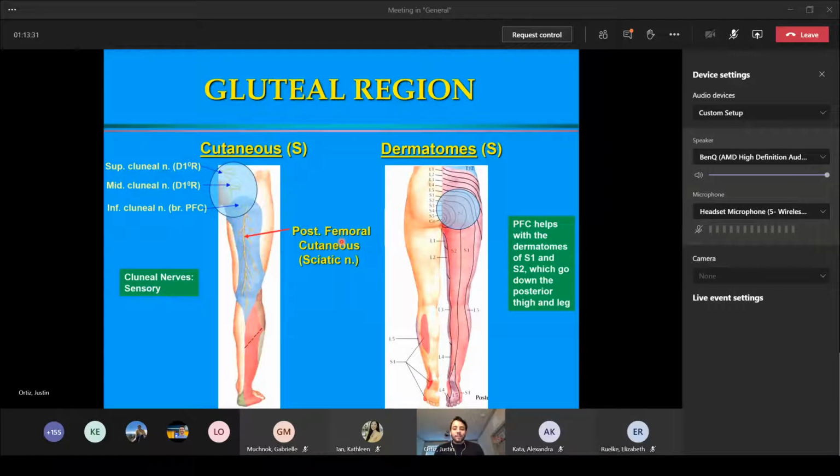Posterior femoral cutaneous. Remember, it sounds like a really long word, but it literally says what it does. Posterior, so to the backside. Femoral, so it's most likely going to be the thigh. And it's going to be cutaneous, so it's going to be cutaneous innervation, right? So it helps that if we just break down the word into its individual components, we can understand what it actually does.